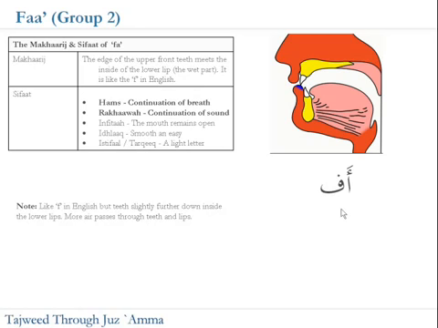Okay, so you say Af, i.e. you make the letter Sakin, but they use the Hamza. So all of our examples are going to be done this way. So there's a small note here. It says like F in English, but the teeth slightly further down inside the lower lips.